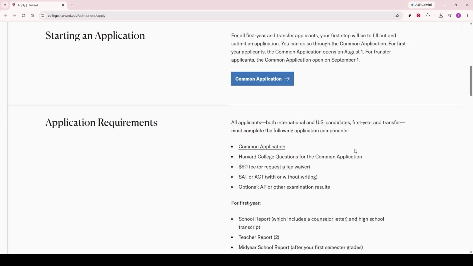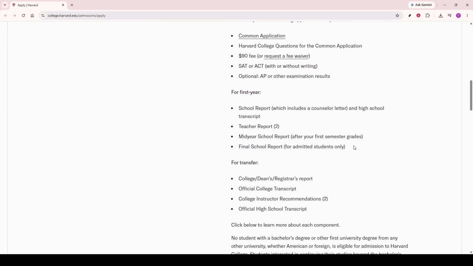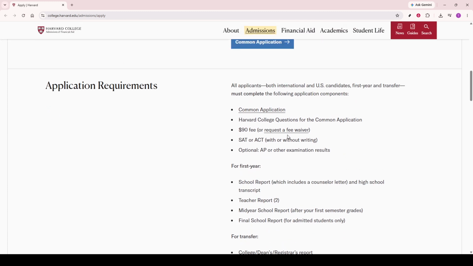There is also an application fee of $90. If paying that fee would be a financial hardship, you can request a fee waiver instead. Be sure to handle that part during the application process so your submission is not delayed.